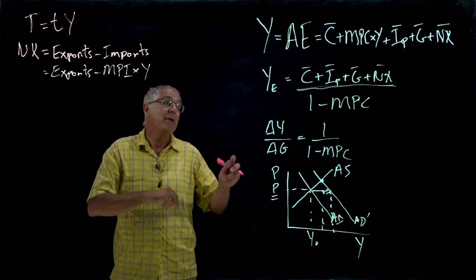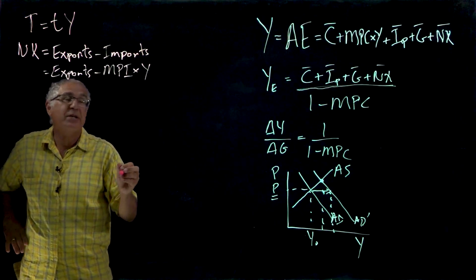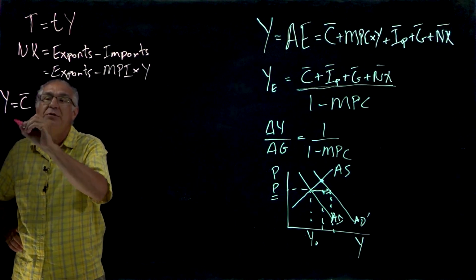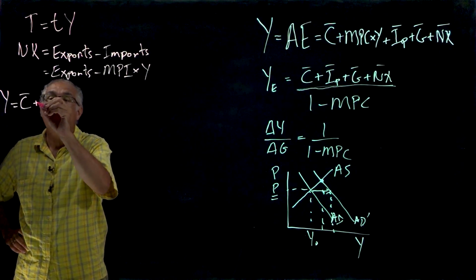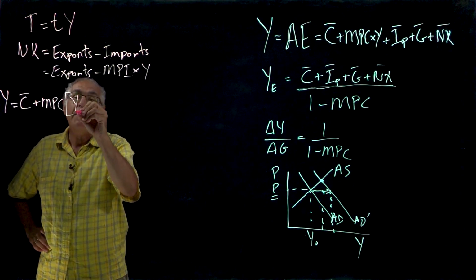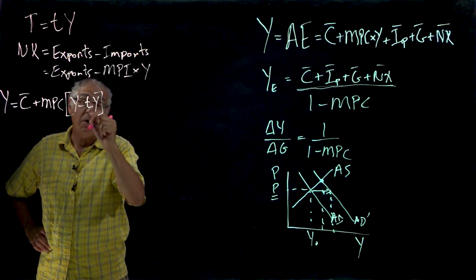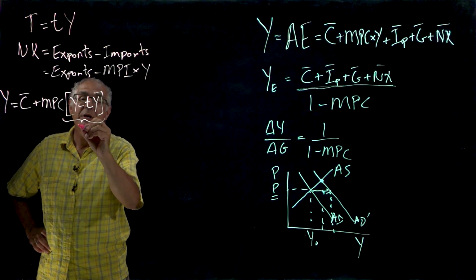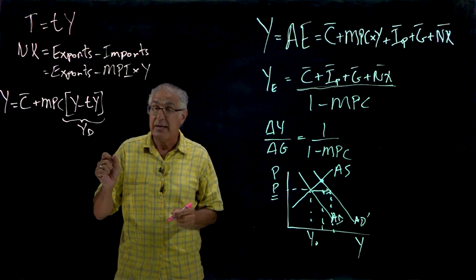And so I'm going to rewrite this equation at the top. I'm going to leave out the AE for planned aggregate expenditure here. And let's see what we get. So we're going to get Y equals C upper bar, our autonomous spending component, which depends upon wealth rather than income, plus the marginal propensity to consume. And we're going to multiply that by Y minus tY. So this is income minus taxes.